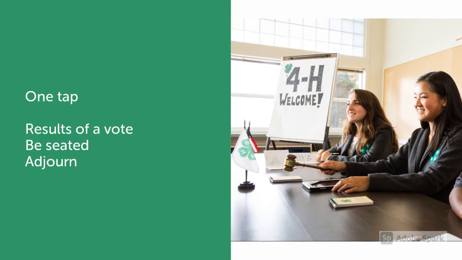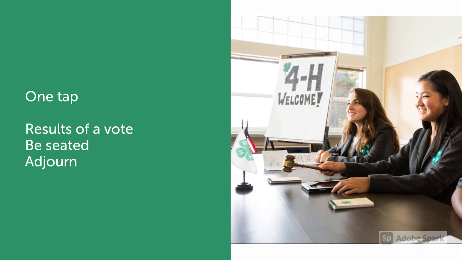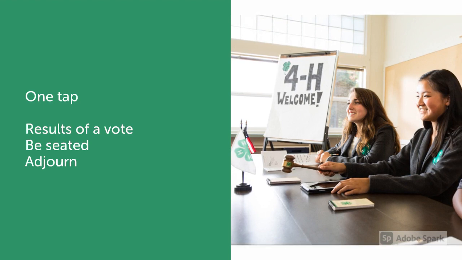With one tap, a gavel is used to announce the results of a vote. For example, the results of the vote are 10 for and 2 against. The motion passes. One tap is also used to tell members to be seated and to announce an adjournment.